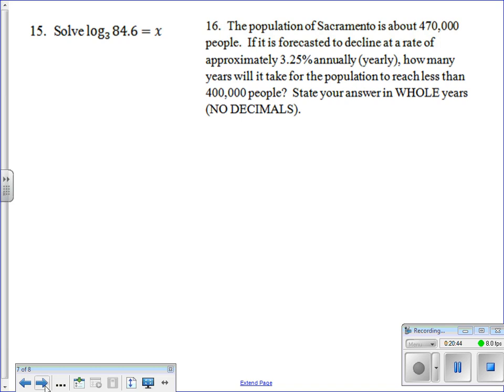First thing to do, get rid of the logarithm. It's not a common log, so I can't do anything with it. So that means 3 to the x is equal to 84.6. This really kind of sucks. I can't write 84.6 as some power of 3, so I have to take the log again.